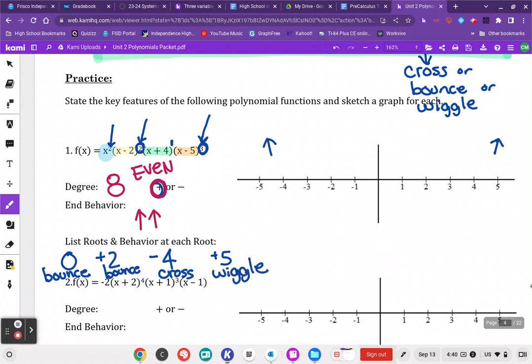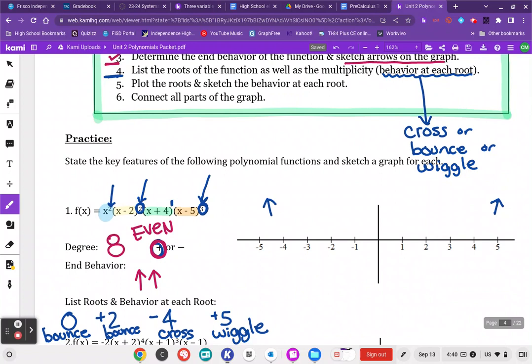Okay, so we have now listed all the roots and the behavior at each root. Next, we need to plot the roots and then sketch the behavior at each root. So I'm going to plot all 4 of these roots, meaning I need a big circle on each spot, at positive 2. I need a big circle that I've colored in to indicate that's a root.